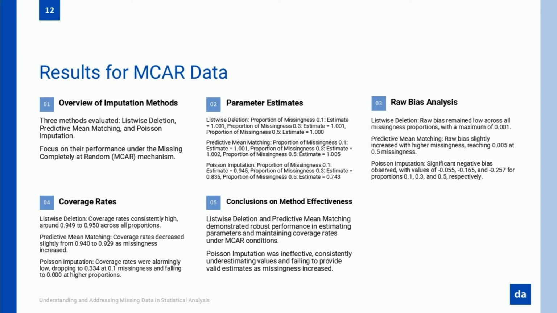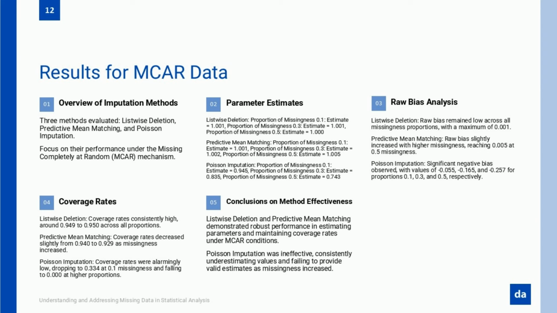Finally, agent Poisson imputation, while specialized for count data, struggles in this scenario. Despite his expertise, Poisson's results often underestimate the true values, leading to higher biases and alarmingly low coverage rates. At higher levels of missingness, his methods sometimes fail completely, leaving significant gaps in the solution.